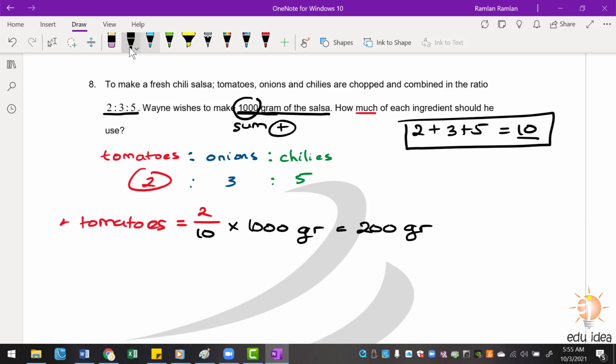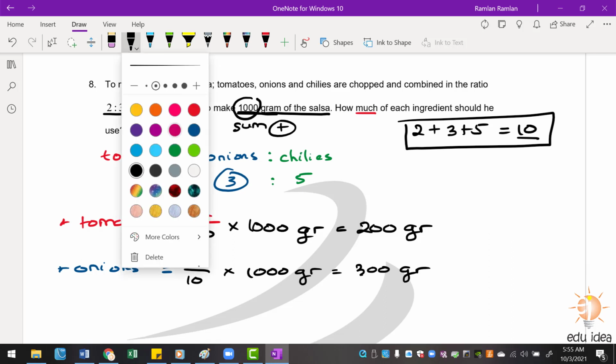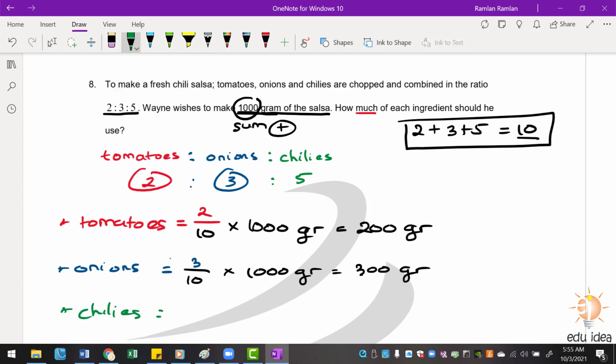We do the same thing for the onions, and we know that the onion is represented by 3, so 3 divided by 10, and multiply that with 1,000 grams, you will get 300 grams. And lastly, the chili, we do the same thing. Chili is represented by 5, right, from here. So divide that by 10, because we know that 1,000 is represented by 10. Multiply that again with 1,000 grams, then we will get 500 grams.